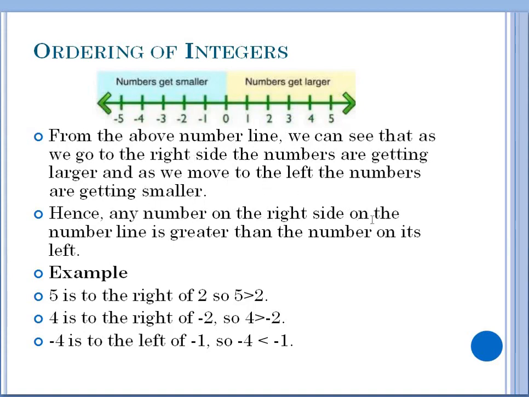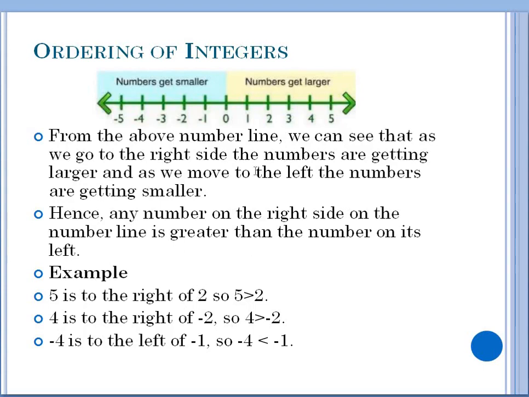Hence any number on the right side on the number line is greater than the number which is on the left. Suppose you take two numbers, the one on the right will always be greater. The number on the left will always be smaller.